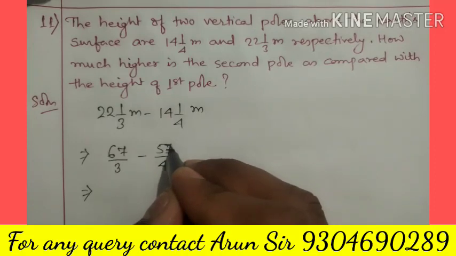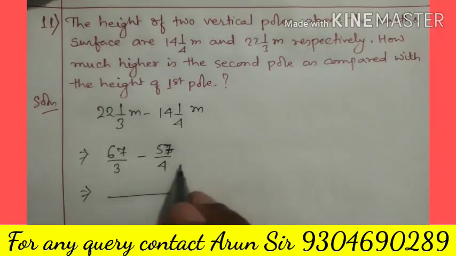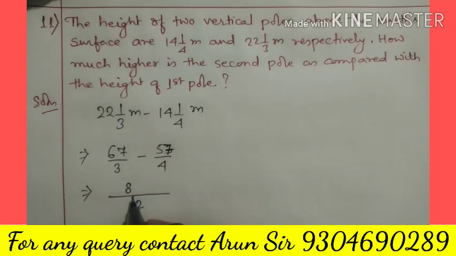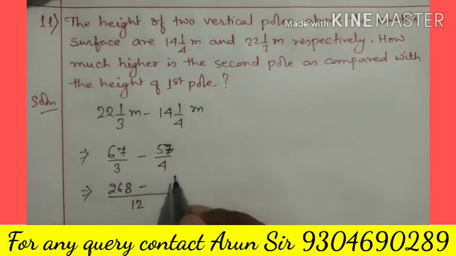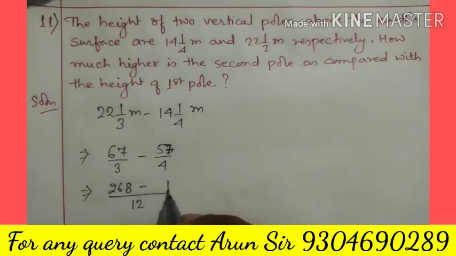Now what do we have to do? We have to take the LCM. 3 times 4 is 12. 4 into 67: 4 times 7 is 28, carry 2, 4 times 6 is 24 and 2, it will be 26. Minus 3 into 57: 3 times 7 is 21, carry 2, 3 times 5 is 15 and 2, 17.